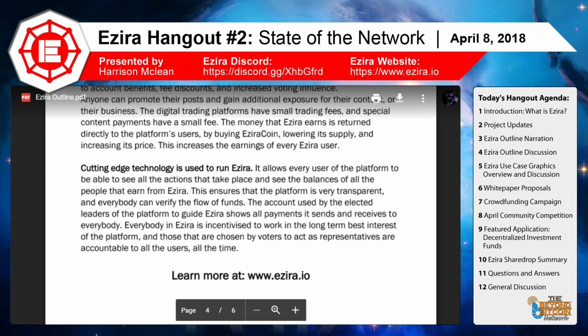The account used by the elected leaders of the platform to guide Ezira shows all the payments it sends and receives to everybody. Everybody in Ezira is incentivized to work in the long-term best interest of the platform, and those that are chosen by voters to act as representatives are accountable to all the users all the time.